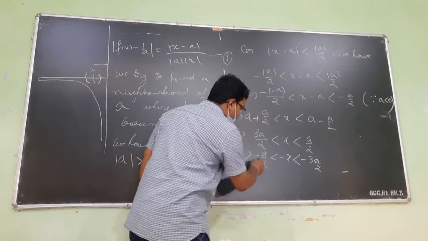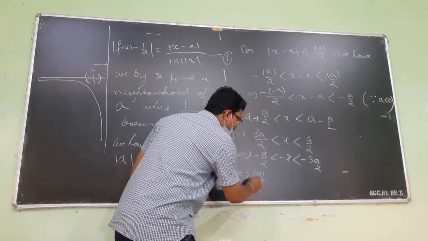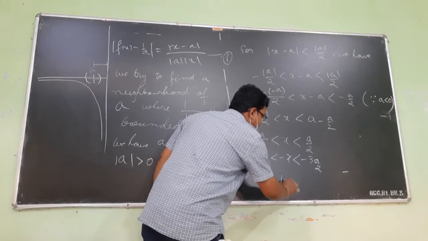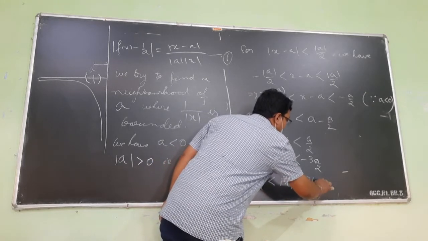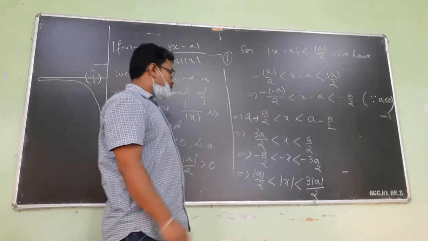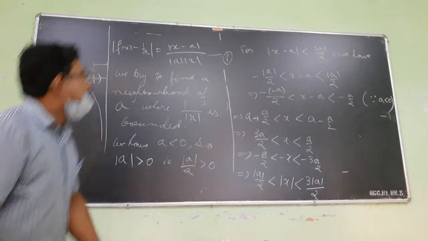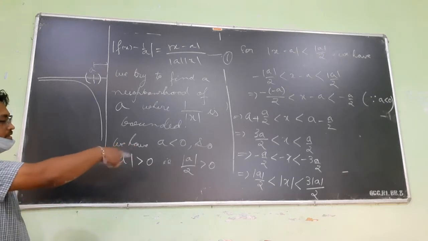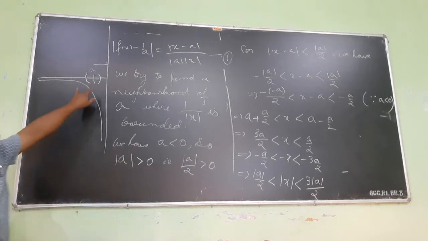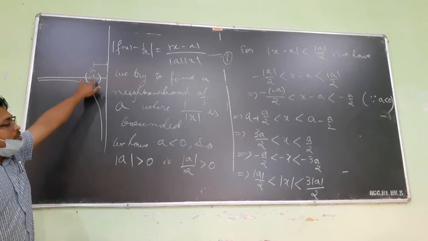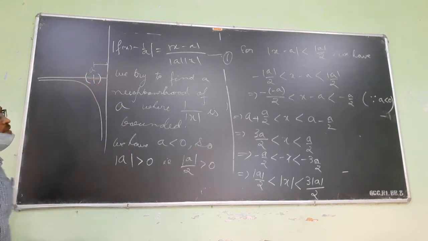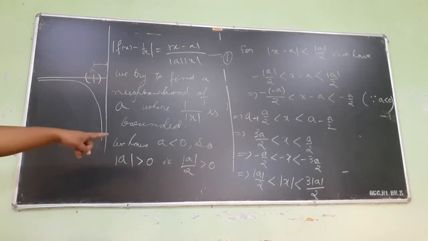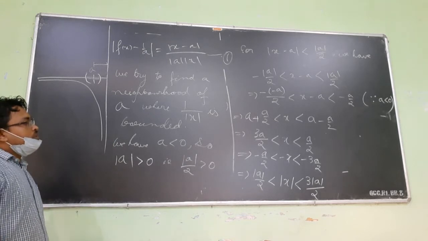So what is this? Minus a is again mod a. Mod a by 2 is less than mod x less than 3 mod a by 2. So what I have got? When mod of x minus a is less than mod a by 2, mod x lies between mod a by 2 and 3 mod a by 2. Right? 3 into mod a, which is minus a, is actually mod a, so 3 mod a by 2.